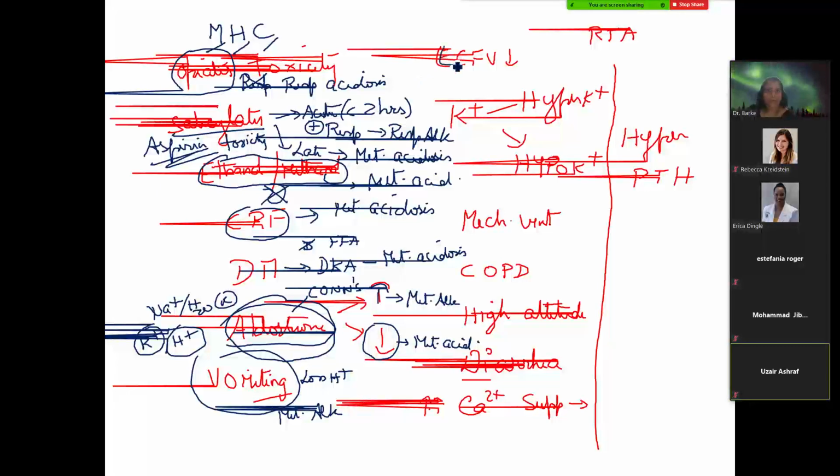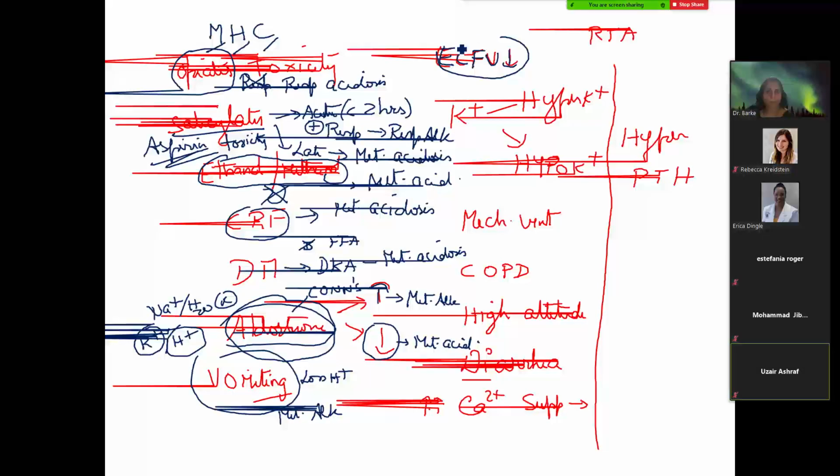Now what happens when the ECF volume contracts? Your body tries to compensate. So which mechanism gets activated when ECF volume or blood pressure drops? RAS gets activated. So what's going to happen to aldosterone and angiotensin 2? Increase. Both will increase. And what's the role of angiotensin 2 on acid? It stimulates which pump? Sodium acid exchanger in the PCT. Good, sodium acid exchanger, correct?